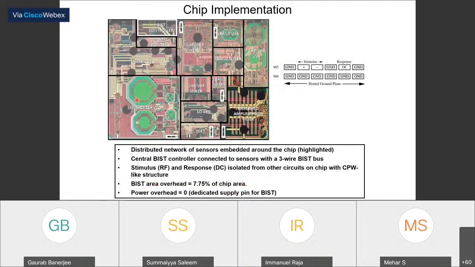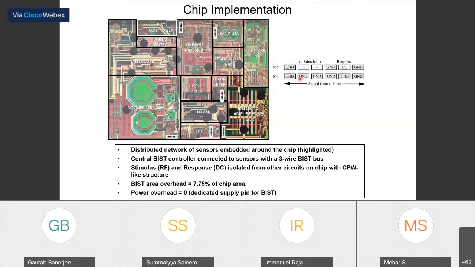The chip was implemented like this. Like I said, there was a central BIST controller and distributed BIST blocks all over. Eventually we found that the BIST overhead was about 7.75% of the chip area. I will show you at the end that this ended up being profitable for us. There was no power overhead because this entire thing was powered through a dedicated power supply, which was only used in the test phase and then grounded when we shipped to the customer. And the signals were very delicately distributed across.